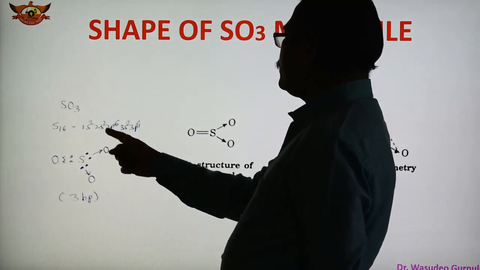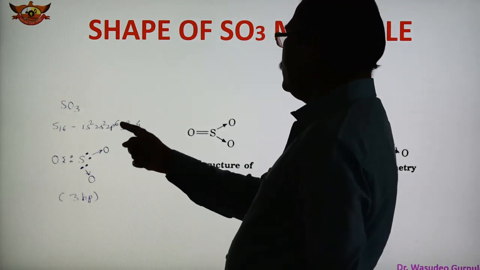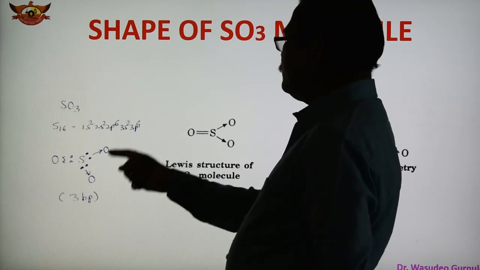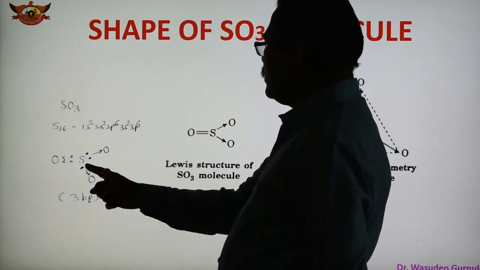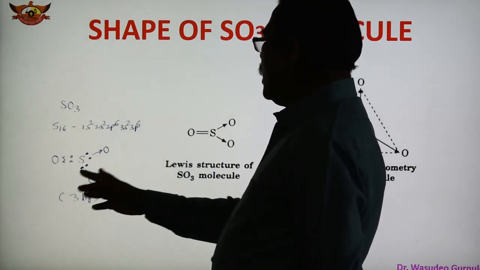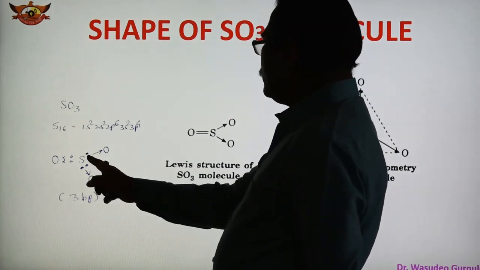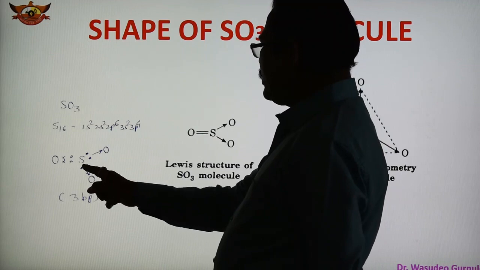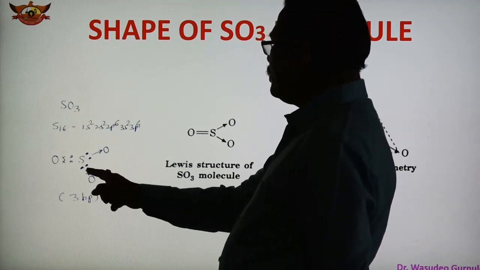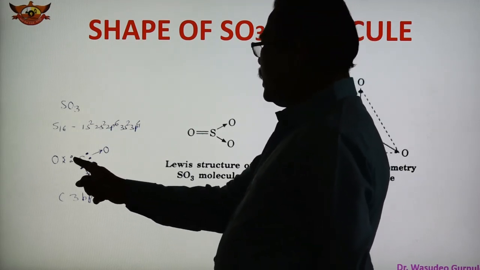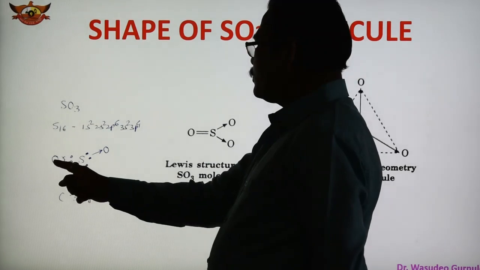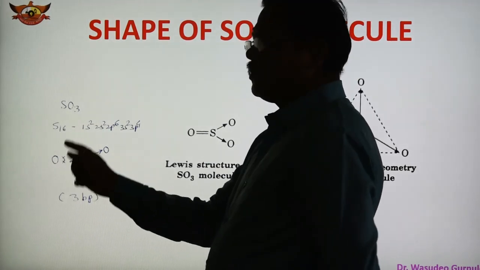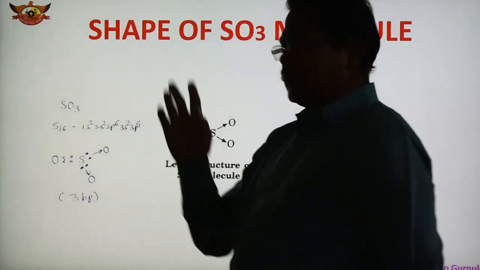Configuration is 1s2, 2s2, 2p6, 3s2, 3p4. There are 6 electrons in the valence shell. So 6 electrons shown, 1, 2, 3, 4, 5, 6. Out of these, 2 electrons donate and form the coordinate bond with the oxygen. These 2 electrons take part in the sharing and form the coordinate bond with this oxygen. And these 2 electrons overlap with the oxygen electron, 2 electrons forming a sulfur oxygen double bond.